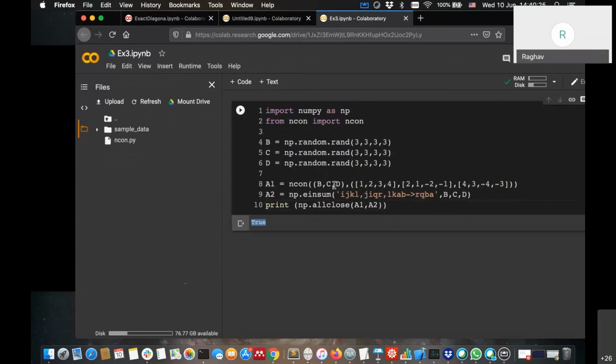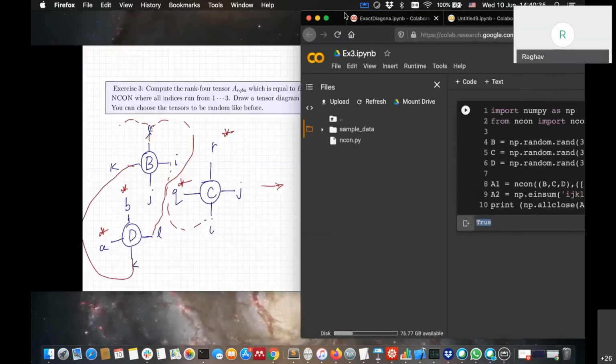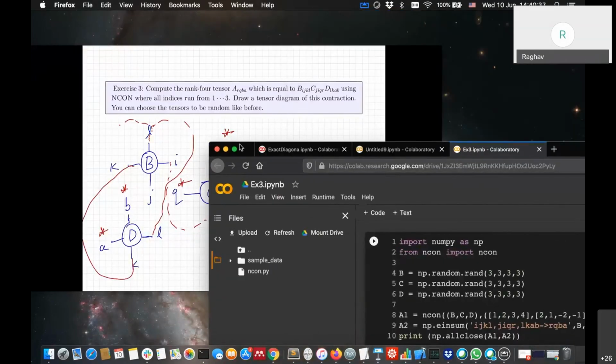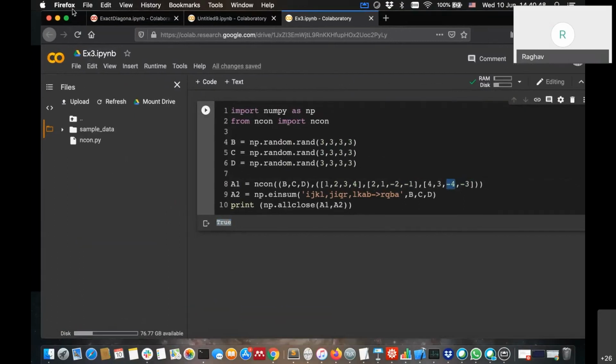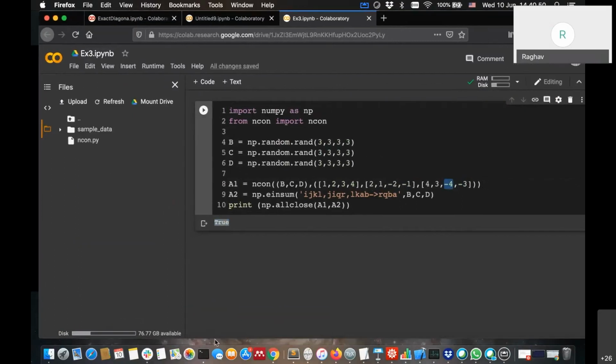Now let's again look at this ncon convention. There are 4 indices which will survive contraction. So rqba, and those are located at -1, -2, -3, and -4. This is the exercise which contracts this. Okay, so let's just take the questions now.